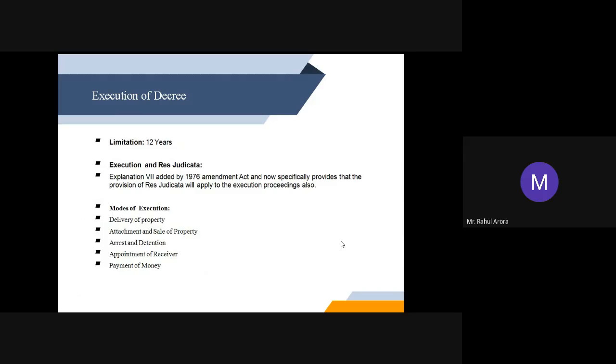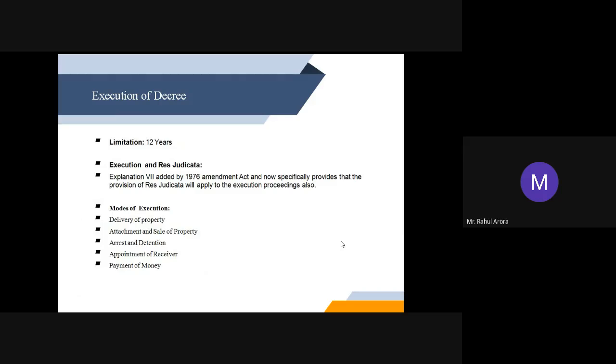Now, the next point to be dealt with here is, what are the modes of execution? How can a decree be enforced? The modes of execution are the delivery of the property, and thereafter it may also be by attachment and sale of the property in the hands of the judgment debtor. If it is not possible, then the judgment debtor may be arrested or kept under detention, and thereafter that property would be sold by way of appointment of a receiver.